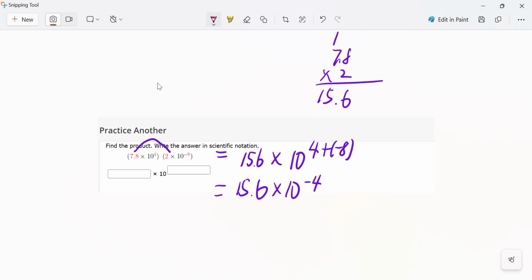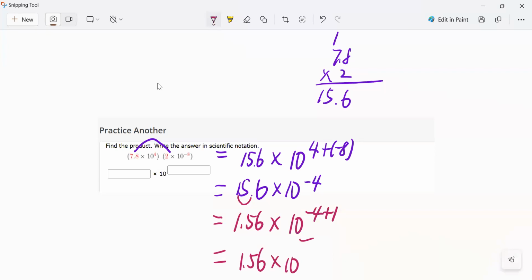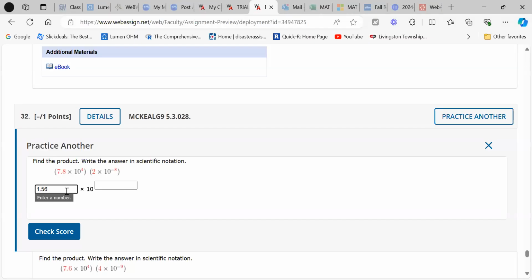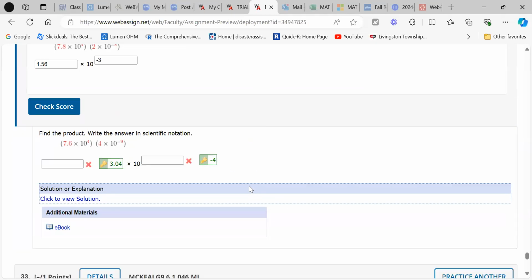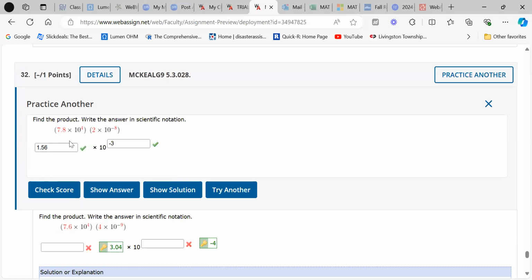But if you move the decimal to the left 1 unit, meaning we decrease the number 10 times, turning 15.6 into 1.56, here we have to balance it by adding a power of 1, meaning increase the number 10 times on the exponential side. So we end up with 1.56 times 10 to the 1 plus negative 4, which is negative 3. And this is a proper answer. 1.56 times 10 to the negative 3. And I'll check it. Yeah, it's correct, right? Both correct answer.